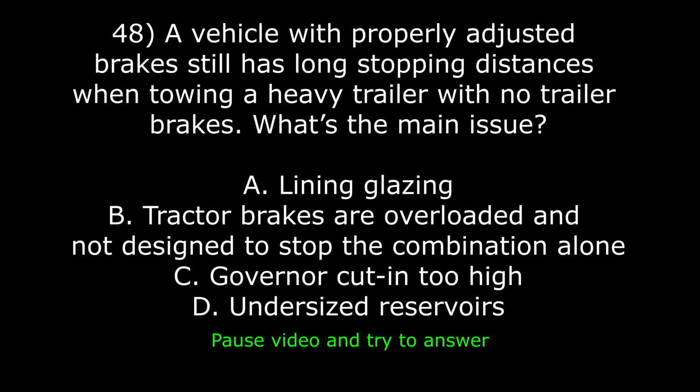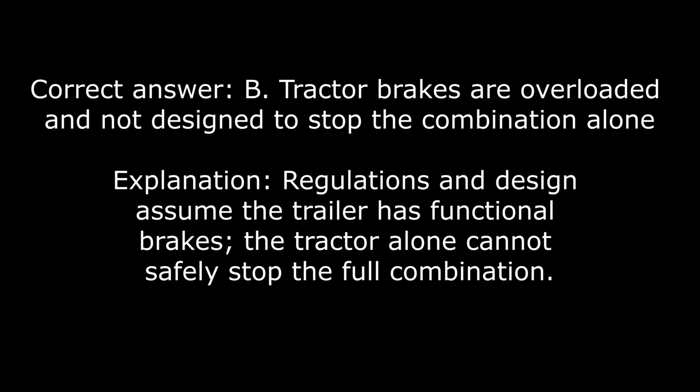48. A vehicle with properly adjusted brakes still has long stopping distances when towing a heavy trailer with no trailer brakes. What's the main issue? A. Lining glazing. B. Tractor brakes are overloaded and not designed to stop the combination alone. C. Governor cut-in too high. D. Undersized reservoirs. Correct answer is B. Tractor brakes are overloaded and not designed to stop the combination alone. Explanation: regulations and design assume the trailer has functional brakes. The tractor alone cannot safely stop the full combination.